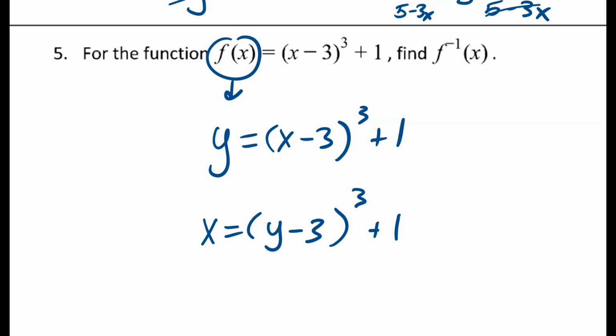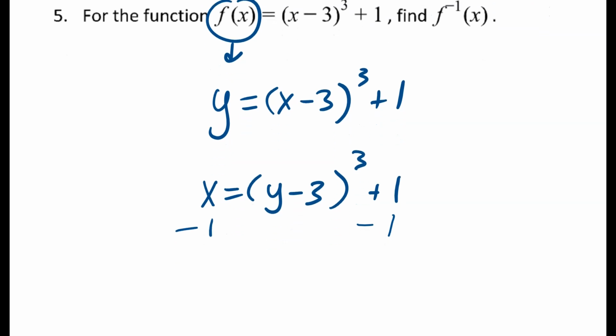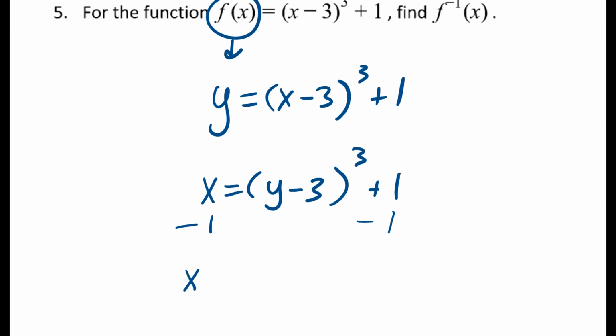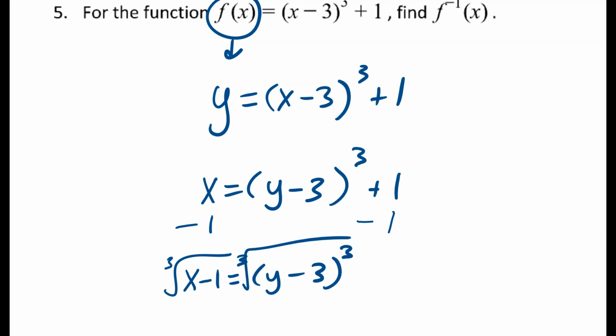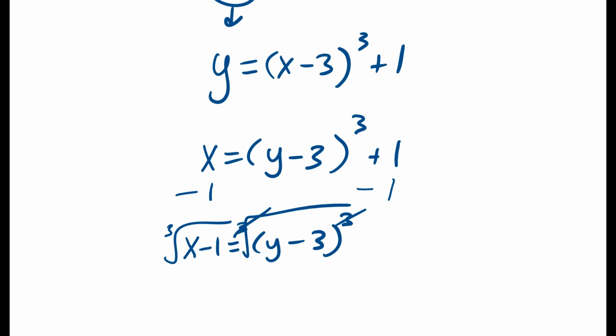So I'm going to try the same trick where I subtract 1, so I have x minus 1 equals y minus 3 cubed. So remember, the inverse to cubing something would be taking the cube root. So I'm going to take the cube root on both sides. If I take the cube root of something cubed, I just get whatever that something was, and there's nothing I could really do to simplify on this side.